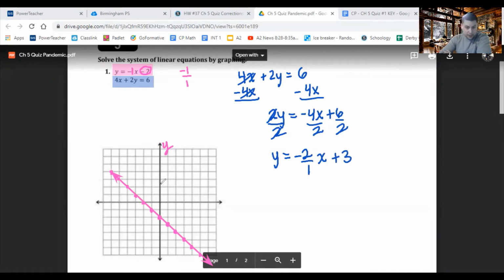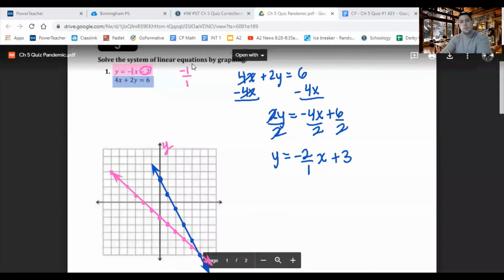With a y-intercept of +3, and then a slope of down 2 to the right 1, continue this trend until you intersect with the pink line. There's our point of intersection right there. Okay, go ahead and draw your arrows and your lines.